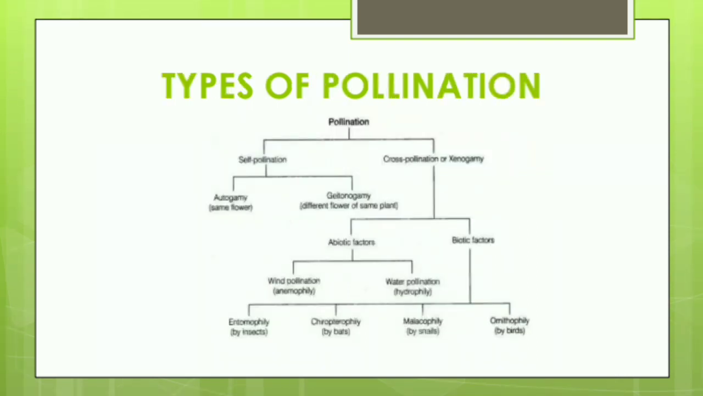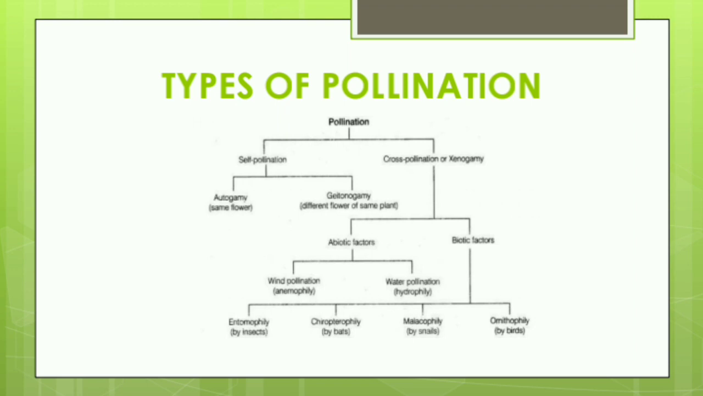Here I am going to discuss the types of pollination in detail. Pollination, as I have already mentioned, is basically of two types, self-pollination and cross-pollination. Now self-pollination can again be divided into autogamy and geitonogamy. In case of autogamy, pollination is achieved within the same flower. Transfer of pollen grain from the anther to the stigma of the same flower occurs here.